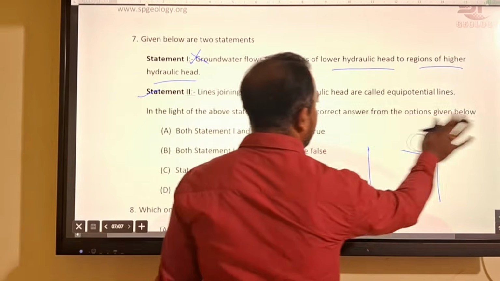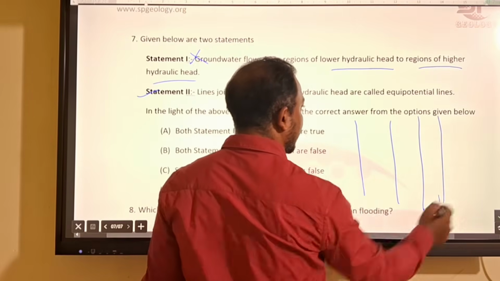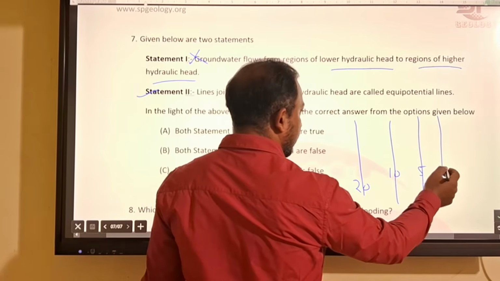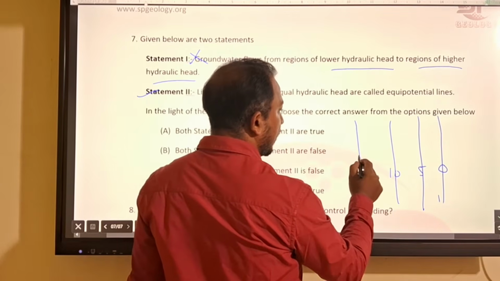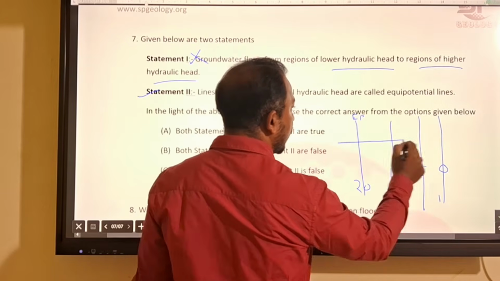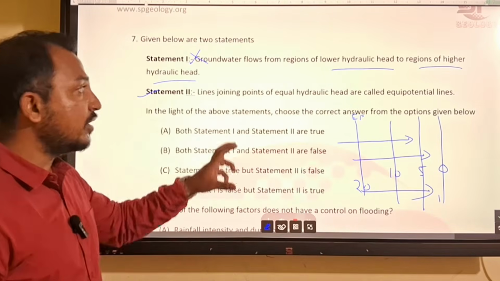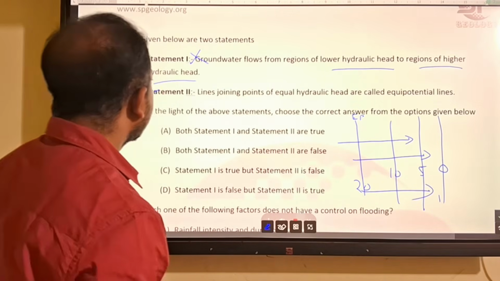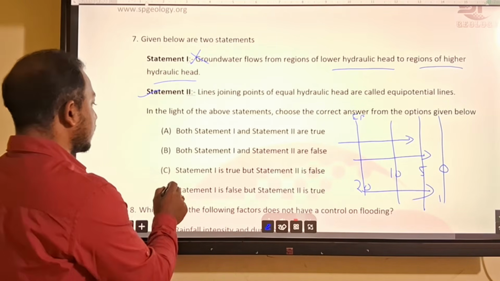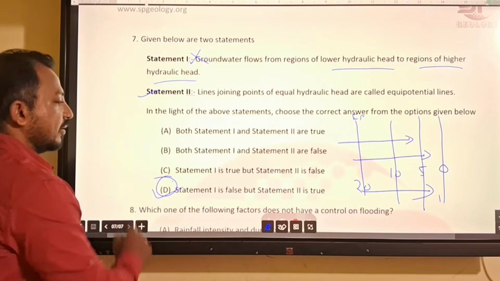Suppose we have equipotential lines like this. This is 20, this is 10, this is 5, this is 0. Then if these are equipotential lines, groundwater will flow in this direction. So the flow line is always perpendicular to the equipotential line. So let's see what the answer will be. Statement 1 is false. Statement 2 is true. So option D.